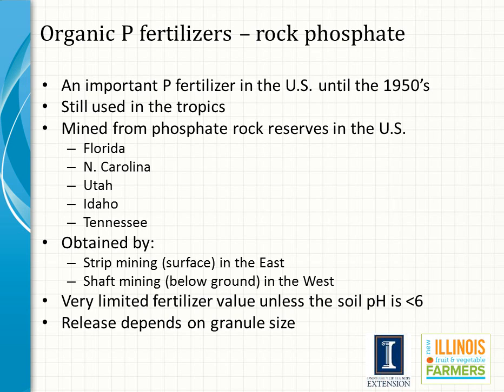Rock phosphate is a mined source of organic phosphorus fertilizer. Unless the soil has a pH less than 6, rock phosphate is of very limited use as an organic phosphorus fertilizer. This is because at a pH range above 6, phosphorus forms a phosphorus precipitate that is not plant available. As with lime, the smaller the granule, the quicker the release of the phosphorus into the system.